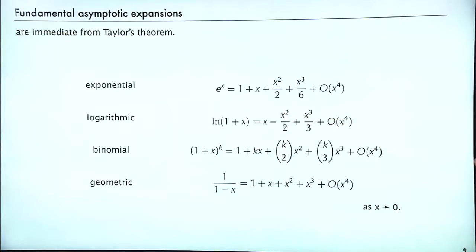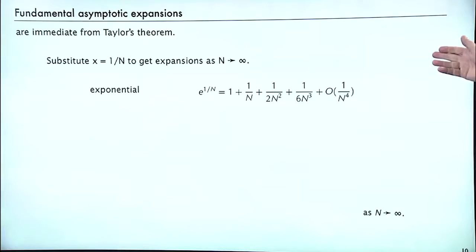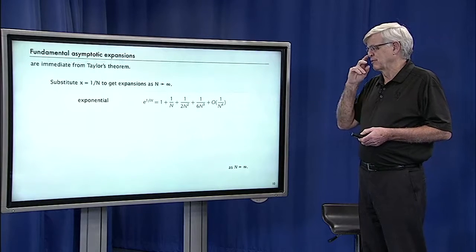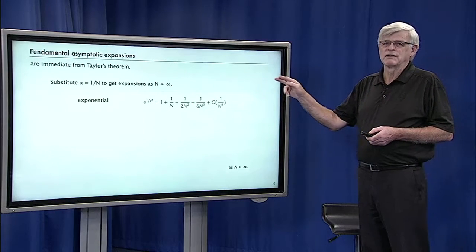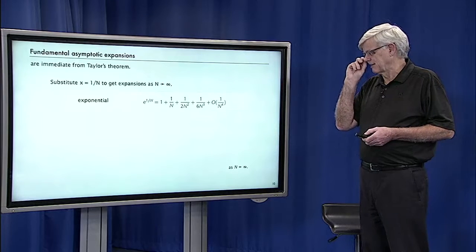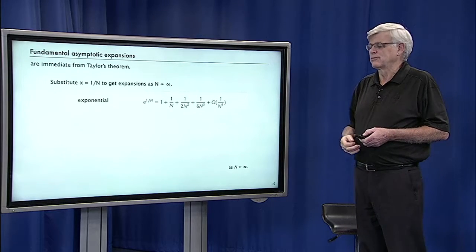So those are standard examples. Now Taylor's theorem gives these for x goes to 0. Actually, we're usually interested in coefficient z to the n as n increases. So what we'll do is just substitute 1 over n in all of these formulas to get asymptotic expansions. And these are maybe in more familiar terms. If you wanted to compute e to the 1 over n, say for n equals 1,000,000, this will tell you it's going to be pretty close to 1.